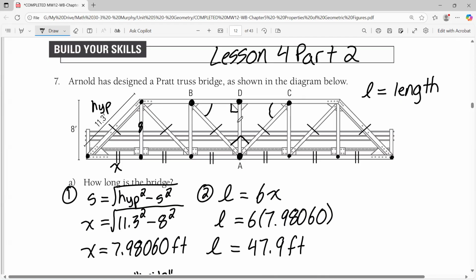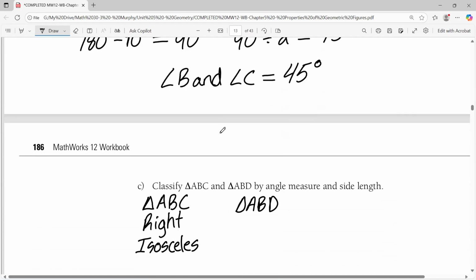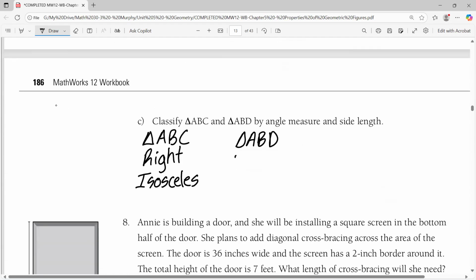So this ABD is also a right angle triangle, and the sides are not the same. So this would not be the same as this one here. This would be 8, and we figured out each chunk was 7.98. So pretty close, but not the same. And then this one would be different. So this is scalene. So triangle ABD would be a right angle triangle, and scalene.